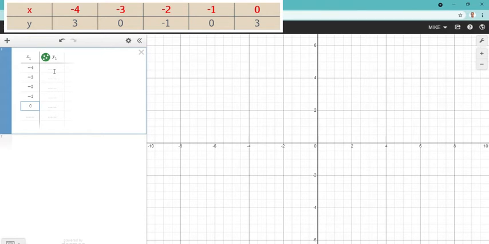Okay, and then the value of y. So, automatic mag-popoint na yan sila dito. So, kapag yung -4, ito ay 3. So, ito na yung makikita mo, ito na yung pinaka-point. Next, kapag -3, 0. Kapag -2, the value of y is -1, 0, and 3. Okay, so, as you can see, ito na ang kanyang graph.